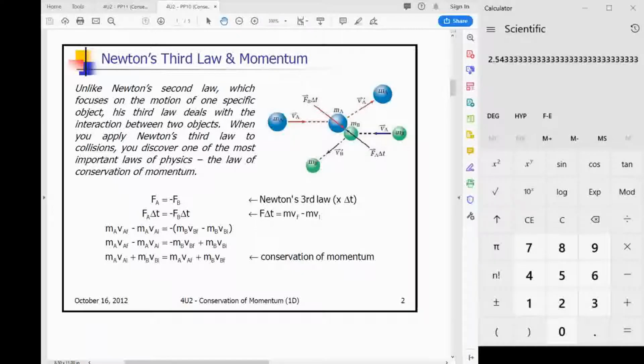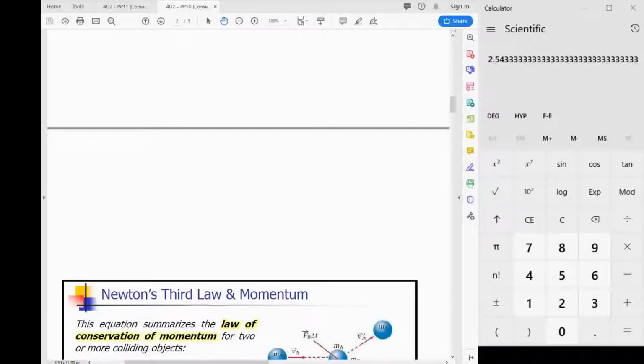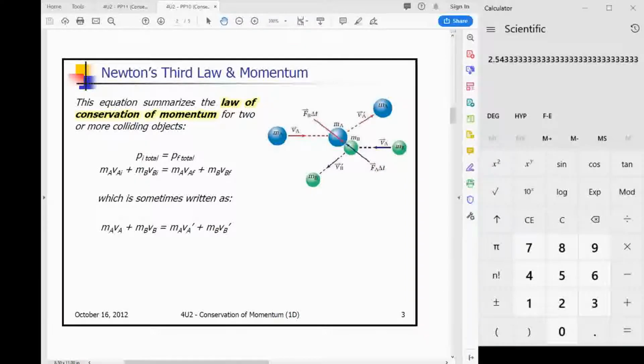Rearranging, we end up getting mavai plus mbvbi equals mavaf plus mbvbf. So one thing you might notice, all of our initial conditions are on the left side of the equation. All of our final conditions are on the right side of the equation. So this gets us to the conservation of momentum law, or equation for the law, and that is that the rho initial equals the rho final. So the momentum before is equal to the momentum after. That's the law of conservation of momentum.